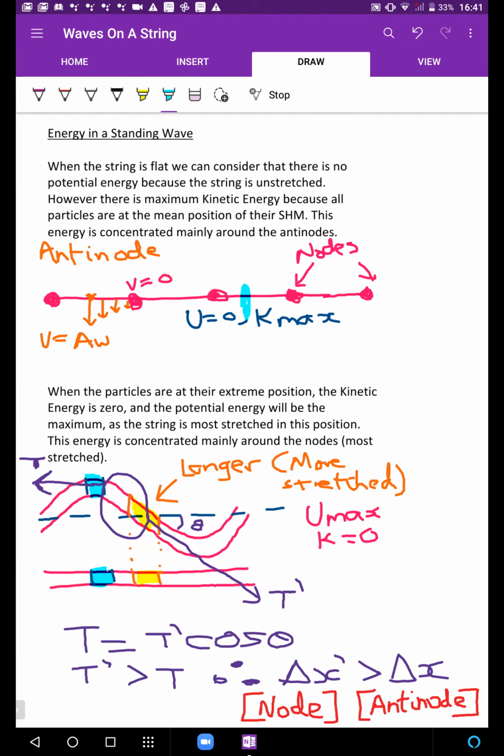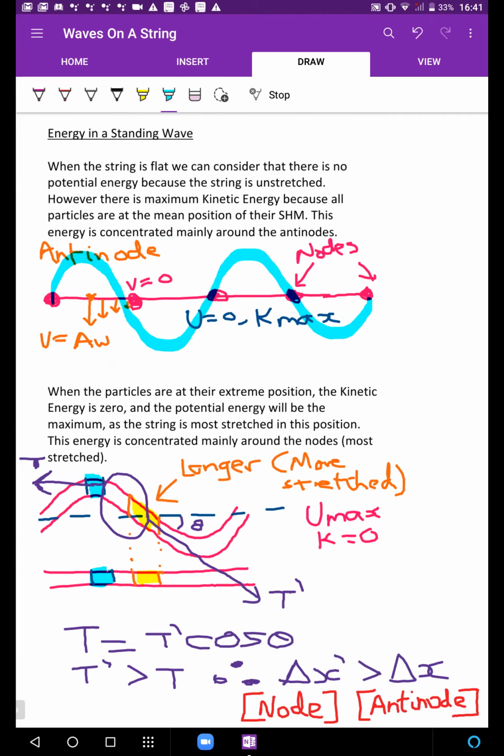ठीक है, because the parts closer to the nodes are hardly moving. On the other hand, when this energy reaches the top, when the particles go to the extreme position, तभी क्या होता है, तुम्हारा पोटेंशियल एनर्जी फिर मैक्स हो जाता है, काइनेटिक एनर्जी जीरो हो जाता है, because they are going to stop at the extreme position.